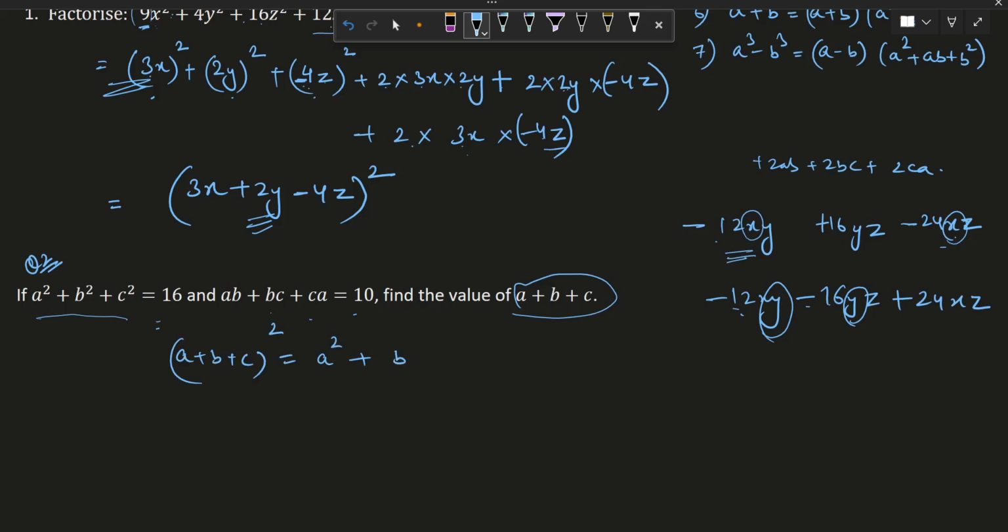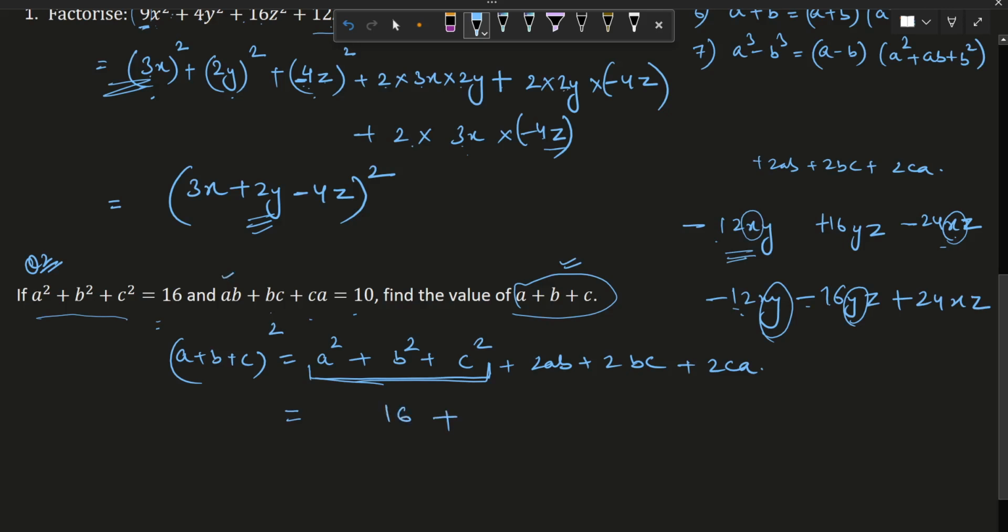It's a square plus b square plus c square plus 2ab plus 2bc plus 2ca. Now, if you see what is given in the question, the value is given, yes or no? And how do you get the value of this? Put the values here, take the square root, and you will get it. So let's put the value of this as 16.